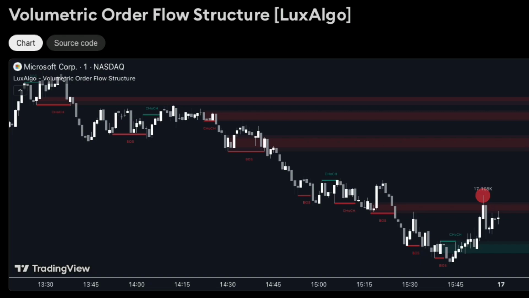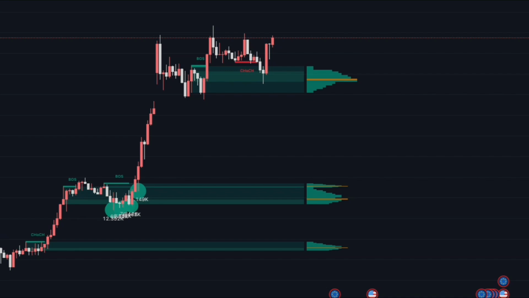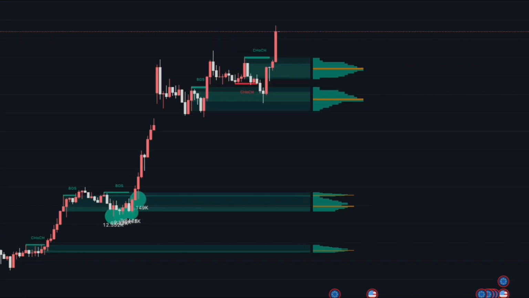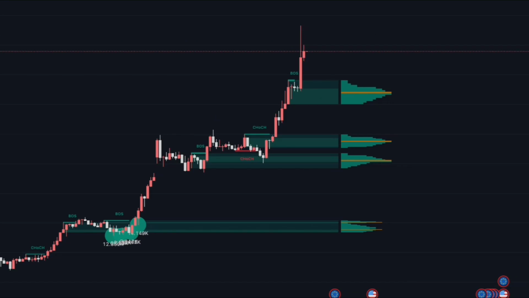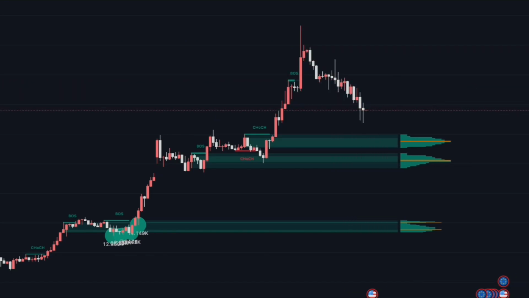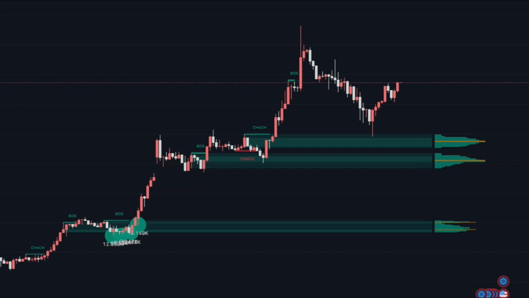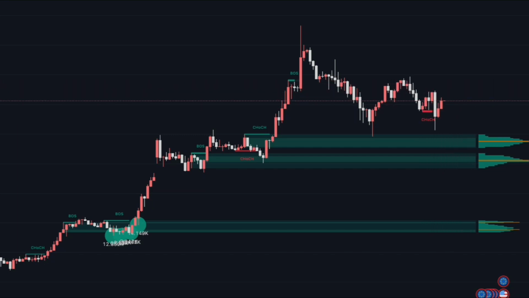Number 9, Volumetric Order Flow Structure by Lux Algo. Volume at price isn't new, but layering flow structure on top of it is. This indicator maps the real order flow zones inside bars, highlighting where liquidity was actually consumed or rejected. Best use case is to use it to tell real institutional participation from fake volume spikes. If price breaks and volume flow zones confirm, you're riding real conviction.